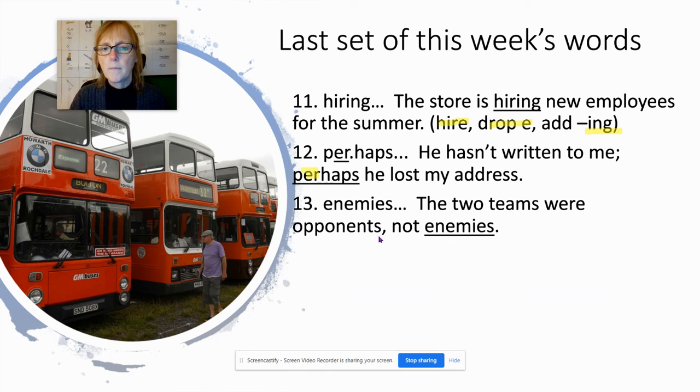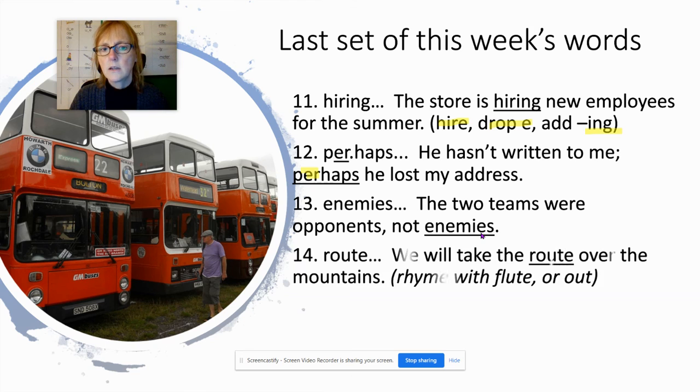Enemies: the 2 teams were opponents, not enemies. So, oops, I wanted to tell you quickly, the singular word was enemy with a Y. We changed the Y to an I before adding the ES there. Route: we will take the route over the mountains, or we will take the route over the mountains. Rhymes with flute if you say root, rhymes with out if you say out. Either way, we are going to spell it O-U and then consonant T and then E.